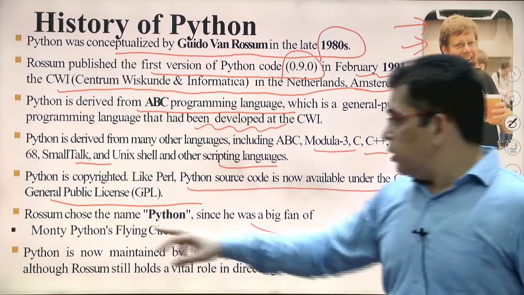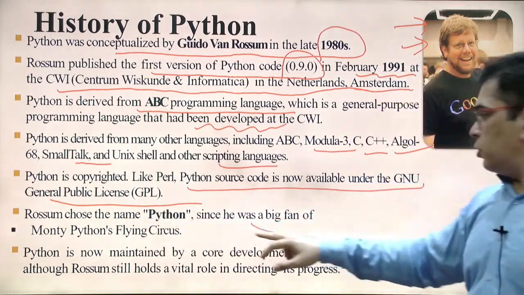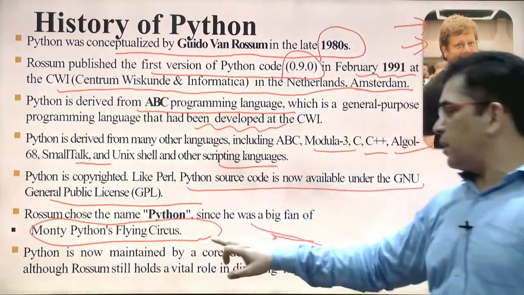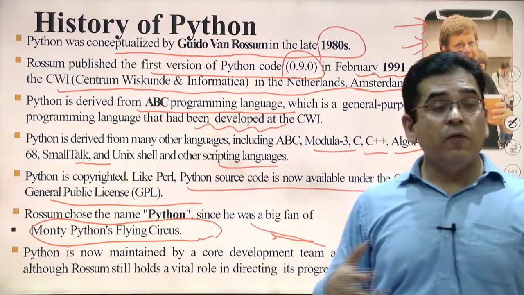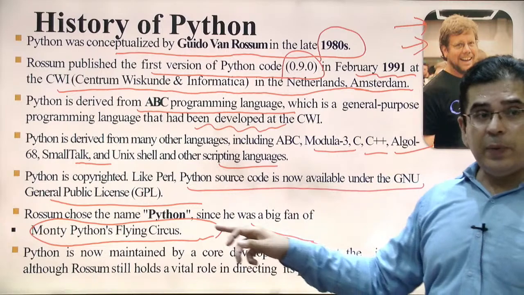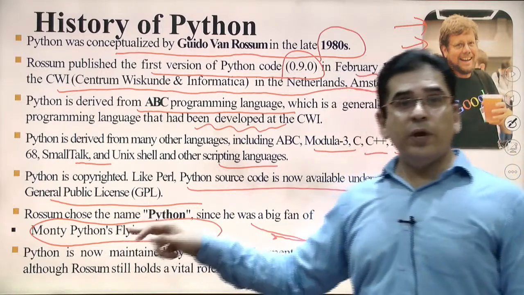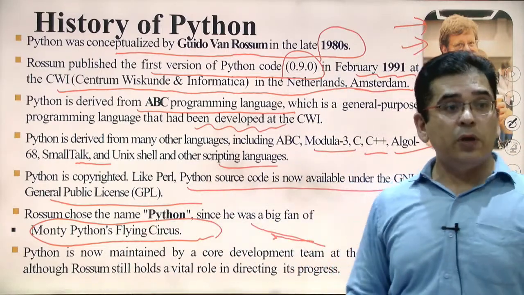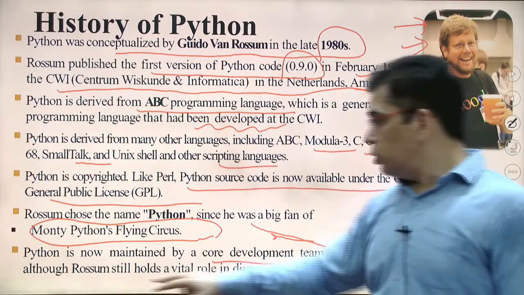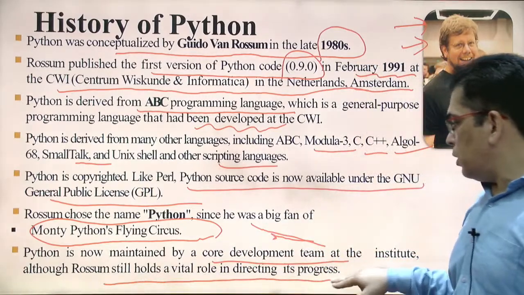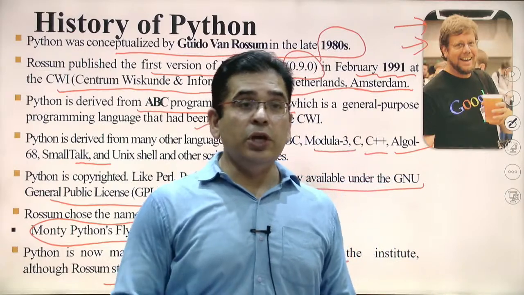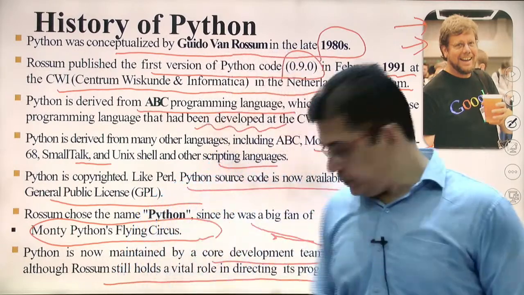The person chose the name Python because he was a big fan of Monty Python's Flying Circus. So generally people wonder where the name Python came from. Monty Python's Flying Circus, from here the name Python came into the limelight. It is maintained by a core development team at the institute. Van Rossum holds a vital role in directing its progress. He developed this product, so he is coordinating the complete team.